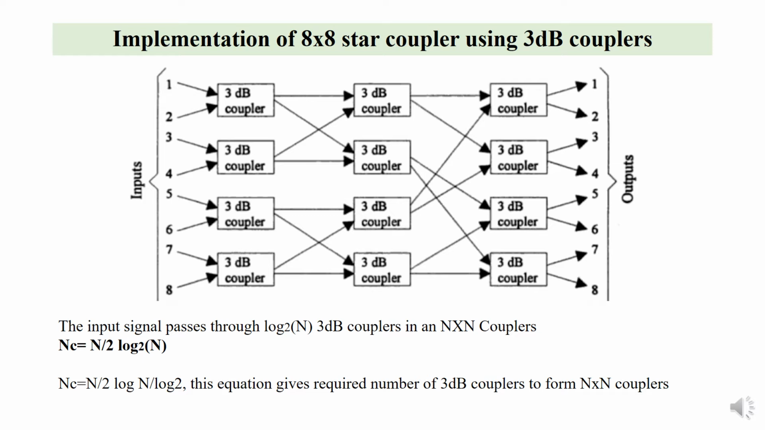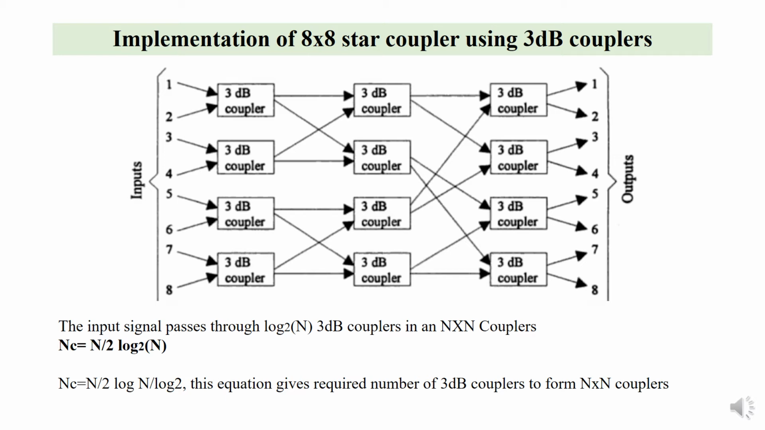So cascading 3 dB couplers to construct an 8x8 star coupler is shown in this figure. So here the formula which is written, that is NC is equal to n by 2 log base 2 of n, will give you the required number of 3 dB couplers to form an n cross n coupler. So it can also be written as n by 2 into log n by log 2. So you will get 12. It means that we are using 12 3 dB couplers in order to construct an 8x8 star coupler.